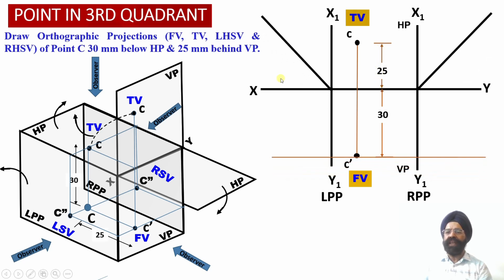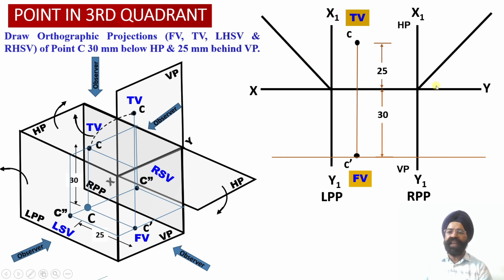Now let us obtain the left hand side view projections and the right hand side view projections over here. So in order to obtain the left hand side view projections and right hand side view projections over here, we need to draw these two transfer lines.